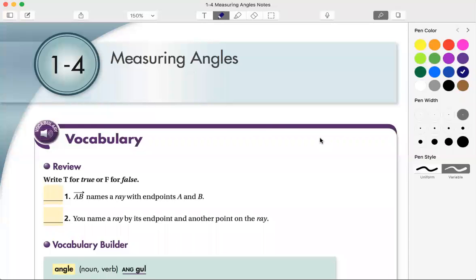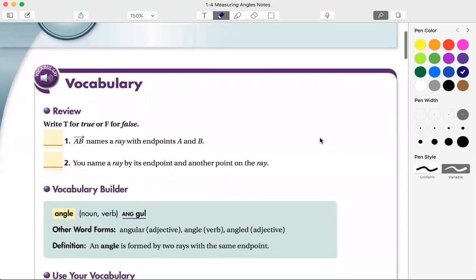All right, this is section 1-4, measuring angles. Okay, so a quick review of vocabulary. We're going to write true or false. All right, number one, ray AB names a ray with endpoints A, B. That is false. Remember, a ray only has one endpoint.